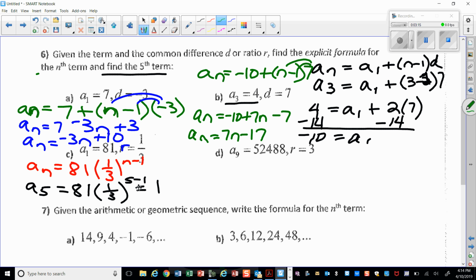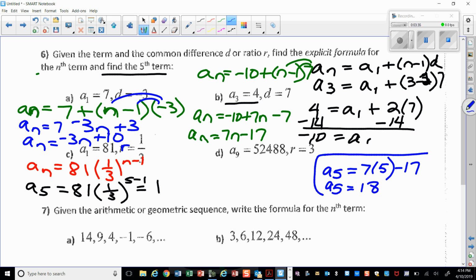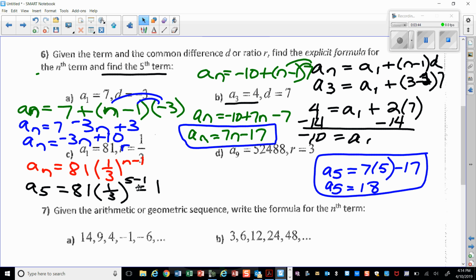And so if I wanted to find the fifth term, given this, I would say, okay, a sub 5, that just means n equals 5. So that'd be 7 times 5 minus 17. So a sub 5 is going to be 35 minus 17, which is 18. So there's my fifth term, and this is my explicit formula. Okay? So that is 6B.